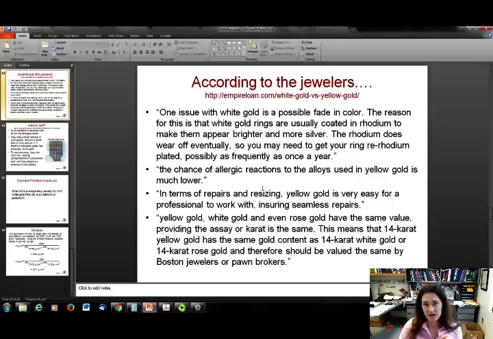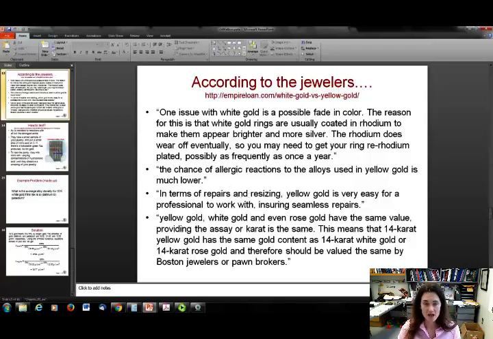Also, remember that you might have to think about any allergies that you might have or the person might have that you're buying the ring for when you get the ring. If they have an allergic reaction to certain metals, then that could cause irritation. And people in general, on average, have more allergic reactions to white gold than they do to yellow gold.